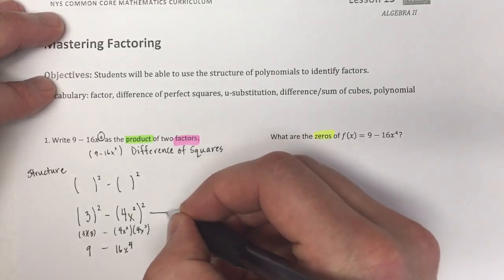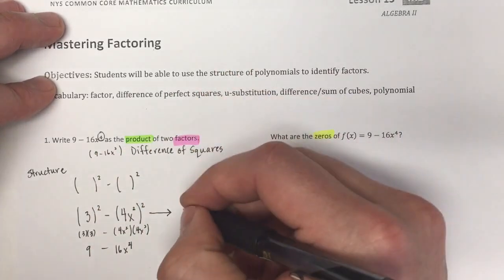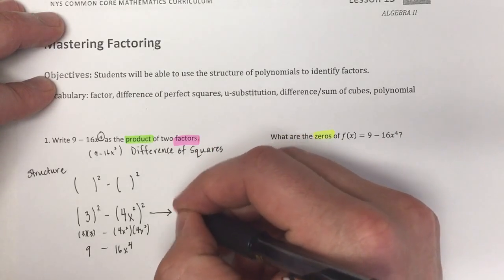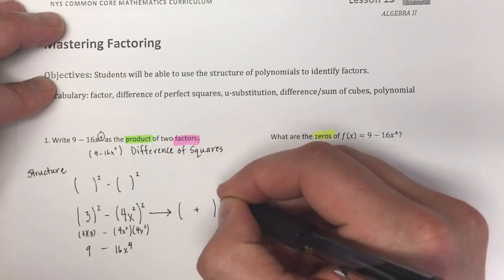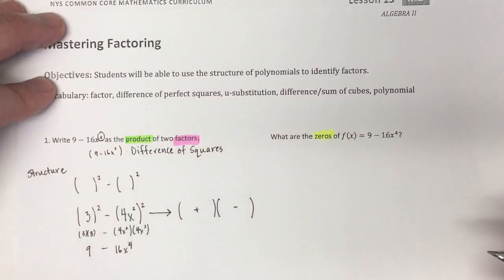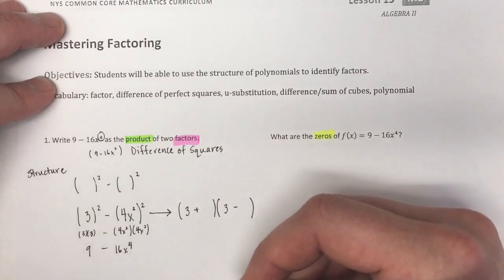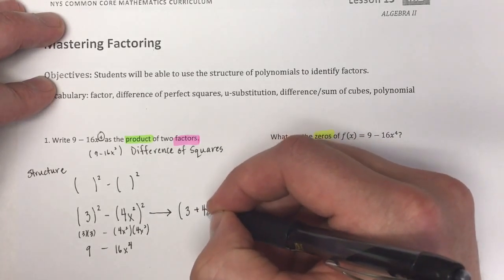It's a good habit of making sure that you expand. And so if I go back to the original question, how would I factor this as a product of two factors? I can use this difference of squares idea, get my structure down, and then I can write 3 in the first, the A spot, and then 4x squared in the second spot.